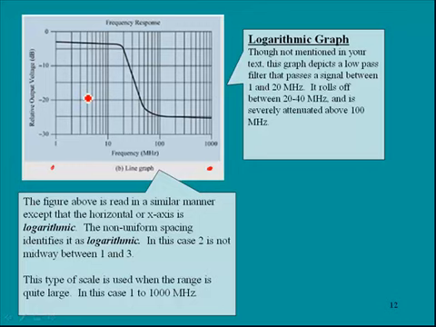It is not mentioned in your text, but this graph depicts what we call a low-pass filter. It passes, in this case, between about here and here. You're getting a much larger signal. This would be from about 1 to roughly 20 megahertz. And then from here to here is where it is what we call rolling off, between about 20 to 40 megahertz. And then from 100 megahertz on, it is severely attenuated. And attenuated means it's severely diminished in size.